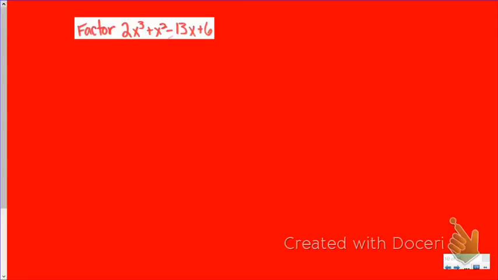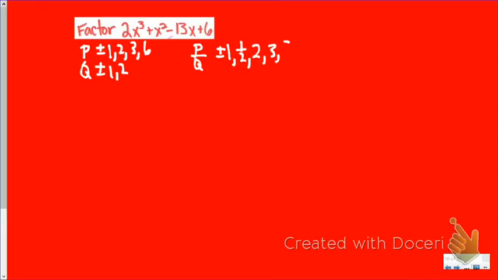Now, if we look at this, we can try grouping. It's not going to work. So we're going to use the synthetic division process. The first thing I'm going to do is come up with my possible rational zeros, so my p and my q values. My possible p values, positive or negative, are 1, 2, 3, and 6. Possible q's are 1 and 2. So the possible p over q values would be 1, 1/2, 2, 3, 3/2, 6, and that's it. And those are all positive or negative.